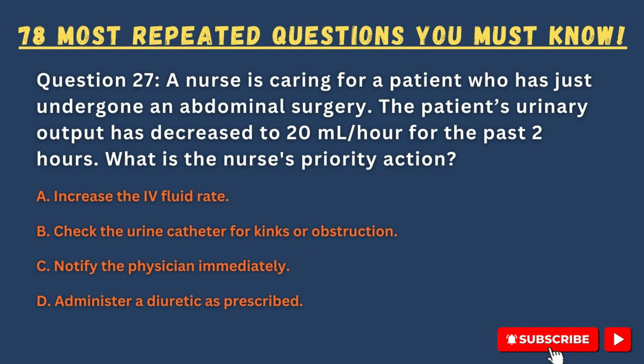Question 27. A nurse is caring for a patient who has just undergone an abdominal surgery. The patient's urinary output has decreased to 20 milliliters per hour for the past 2 hours. What is the nurse's priority action? A. Increase the IV fluid rate. B. Check the urine catheter for kinks or obstruction. C. Notify the physician immediately. D. Administer a diuretic as prescribed.